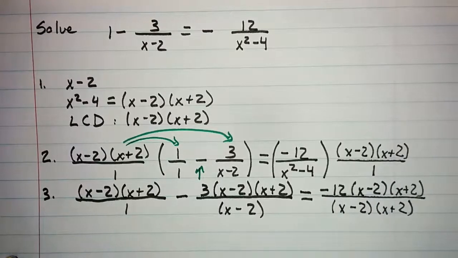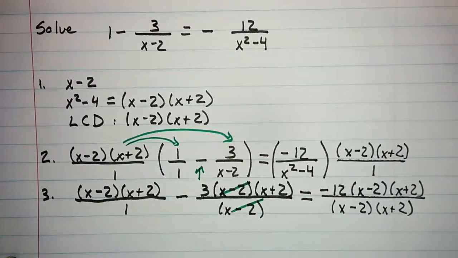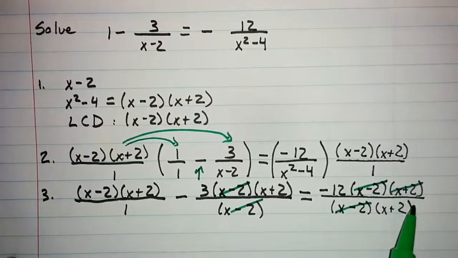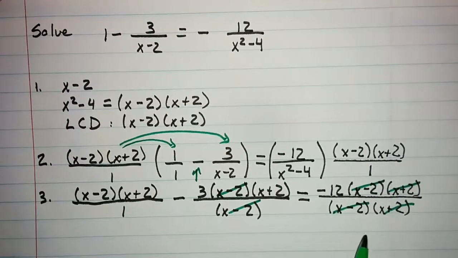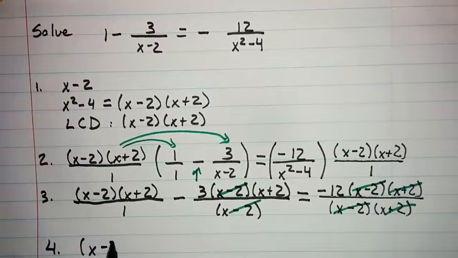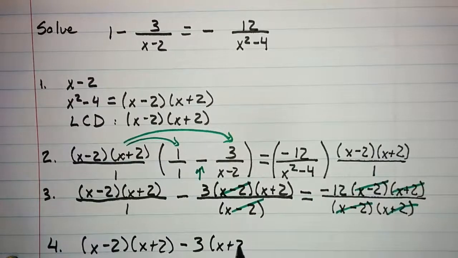Now I'm ready to see what I can cancel. I can cancel an x minus 2. Over here I can cancel an x minus 2 and an x plus 2. Noticing that I've canceled everything in the denominators, I now have the polynomial equation, x minus 2 times x plus 2 minus 3 times x plus 2 equals negative 12.